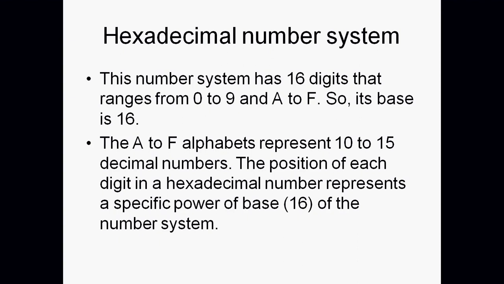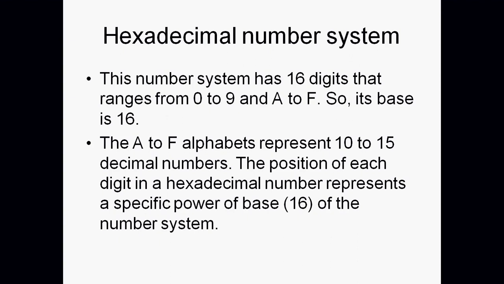In hexadecimal, we have 16 digits. In decimal, they represent 0 to 9, as well as the alphabet is represented from A to F, which indicates 10 to 15. Here, the position of each digit in a hexadecimal number represents a specific power of base 16.